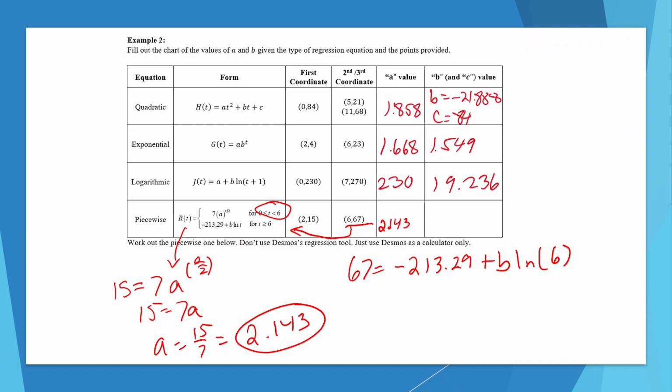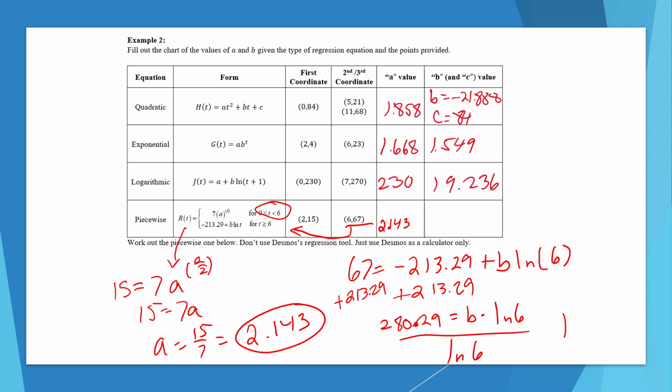All right. For B, here we have 67 equals negative 213.29 plus B ln 6. I'm going to add 213.29 to both sides to get 280.29 equals B times ln 6. ln 6 is just a number, so we can divide both sides by ln 6 to then get B is equal to 156.433. And that should be our value for B in that piecewise equation there.